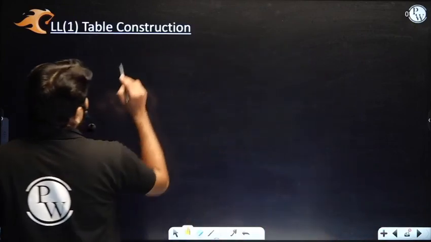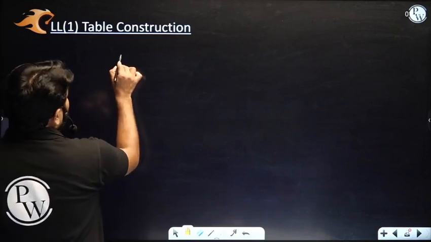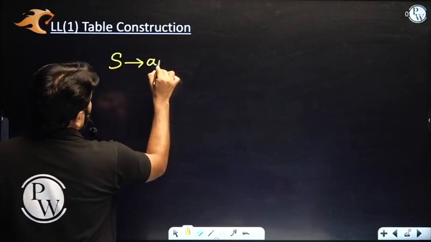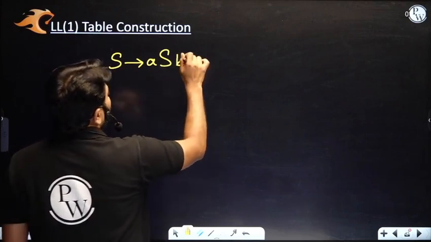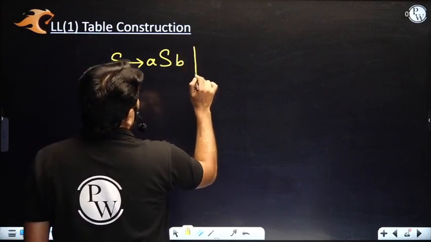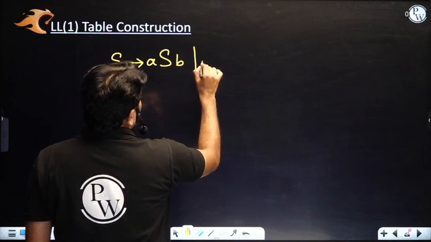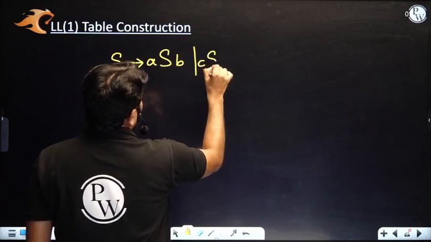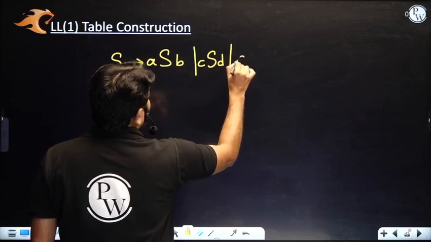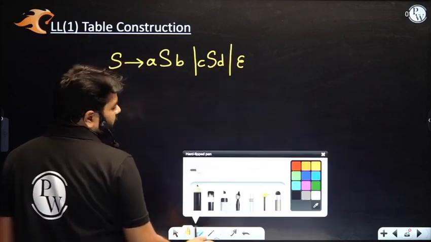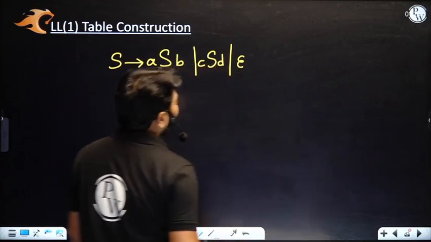Now, how do you construct the table? Let me take a simple example. I am just taking S as A S B or C S D or epsilon, only one non-terminal. How is the table constructed?